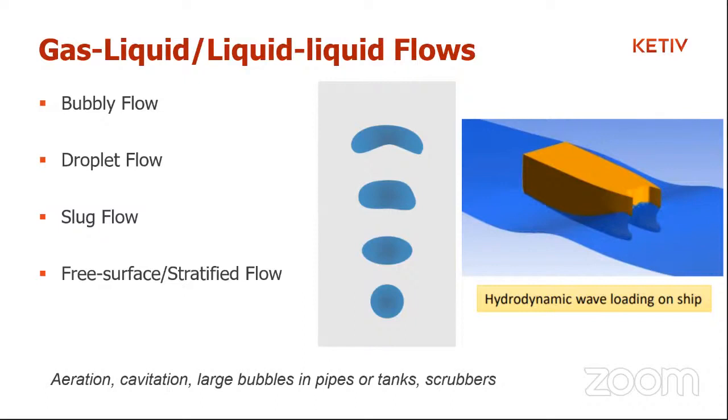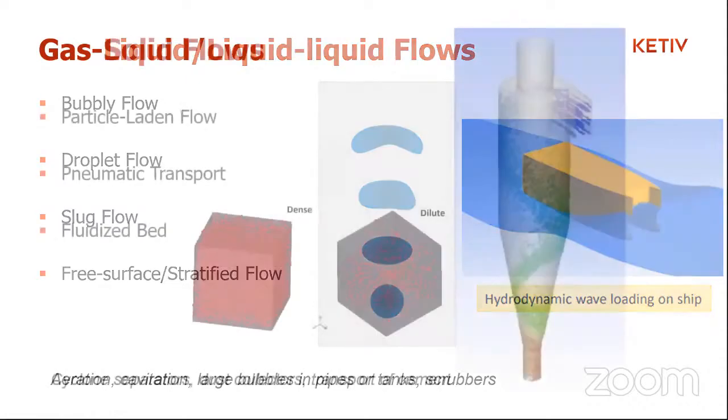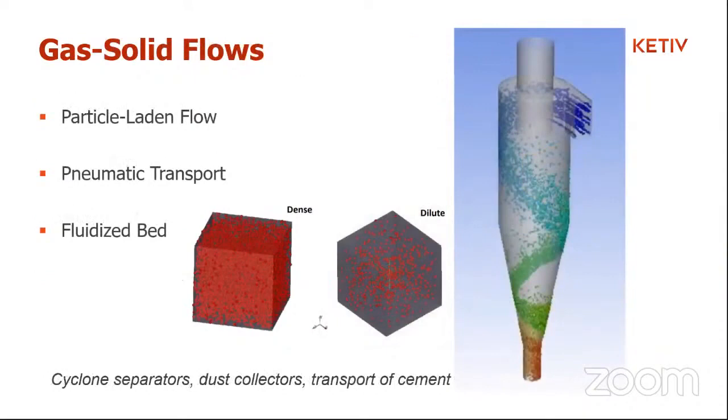In the case of immiscible fluids, wherein you have a liquid-liquid flow regime, you could have a clear boundary, a clear interface between those two distinct phases. On the right here, you can see hydrodynamic wave loading on a ship, which would be a classic example of a free surface flow.